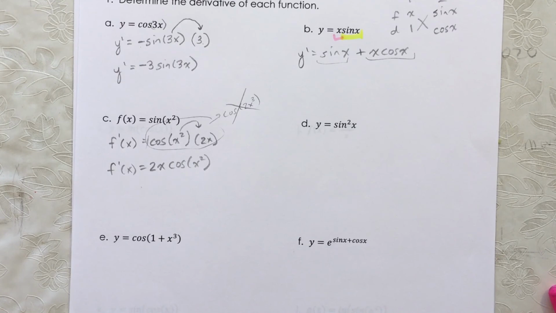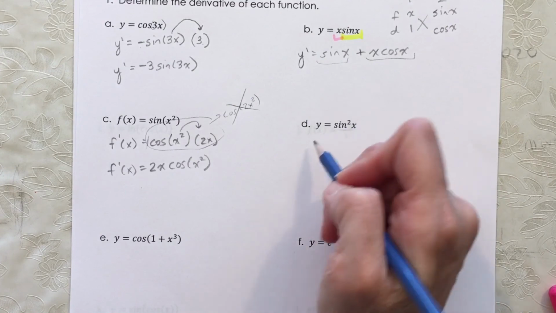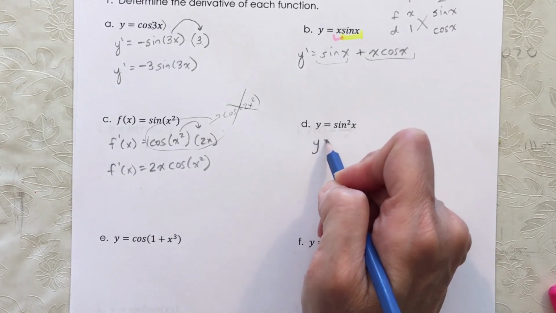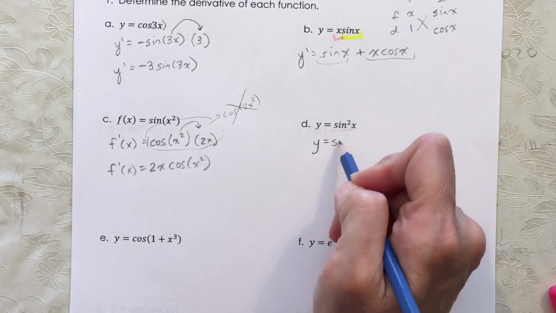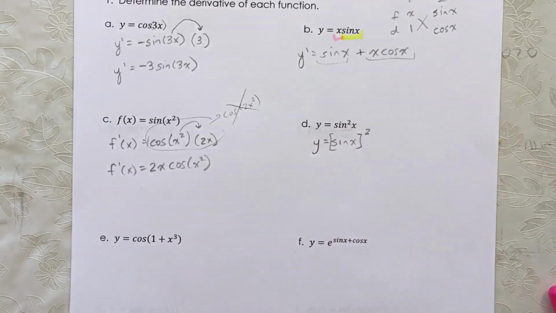y equals sine squared x. So for this one, we have to remember, what does sine squared x actually mean? So instead of finding y prime right away, I'm going to rewrite this as the sine of x all squared, because that's what sine squared x means. Okay, sine of x times sine of x.